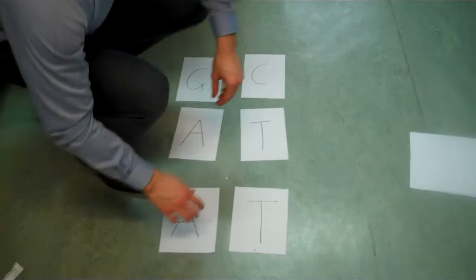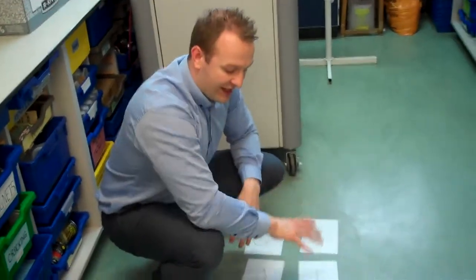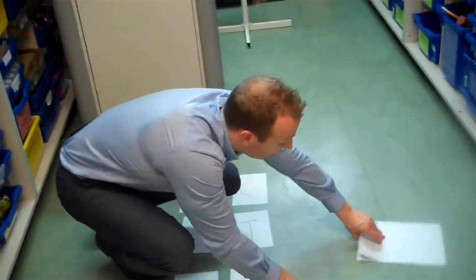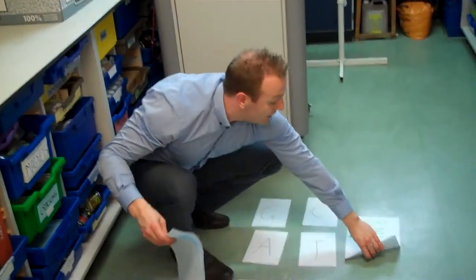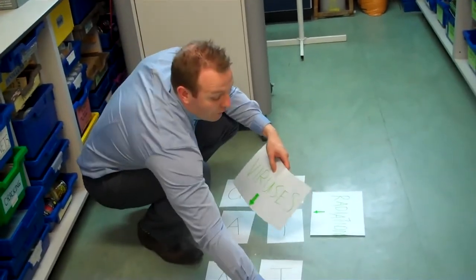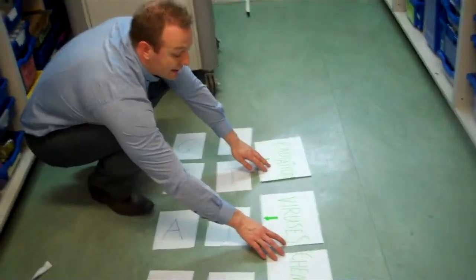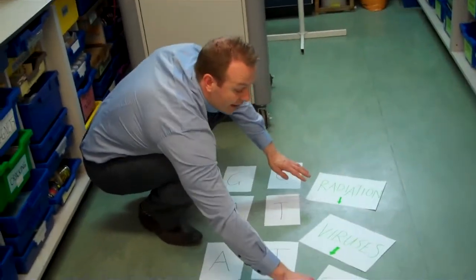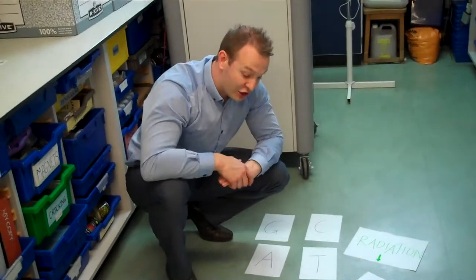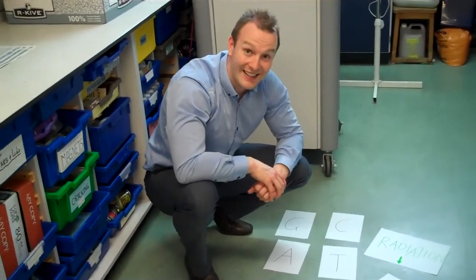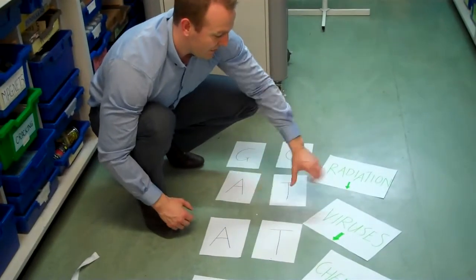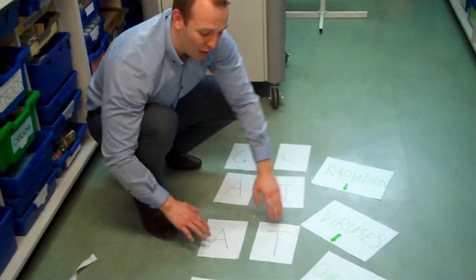Now, what causes a change to this sequence is one of three things: either chemicals, radiation, or viruses. These are three things that can change this sequence here. So let's mutate this DNA. Some viruses, some radiation, maybe some chemicals, one of them.